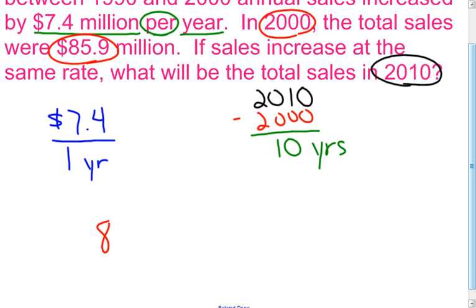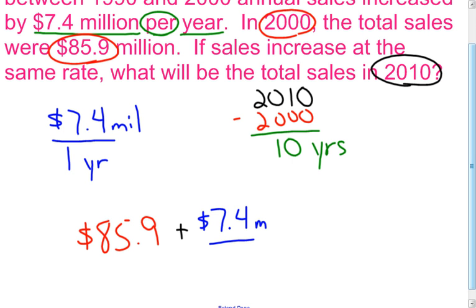So at $85.9 million, we start there. And now we have to do this for 10 years. So we're going to have to add on some dollar amount. And I'm going to add on then how much we're going to gain over those 10 years. Well, here's where the rate of change comes in. We have this $7.4 million. Should probably put the million on here so we don't forget that. There's a slight difference between $7.4 and $7.4 million. And then this is over 1 year.